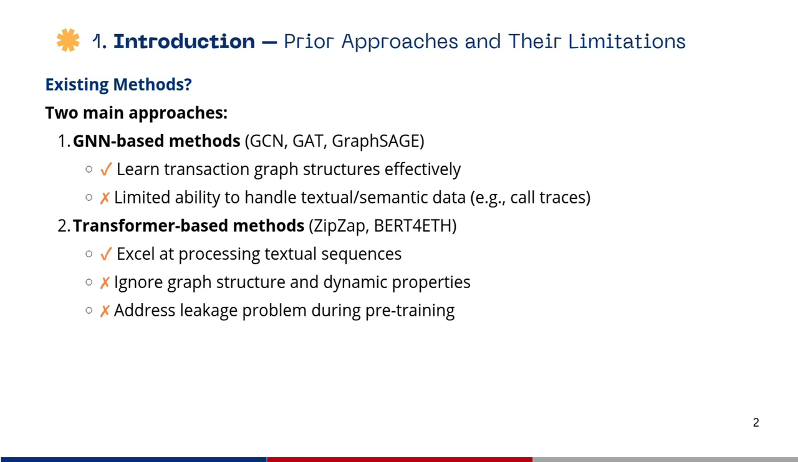The other approach is transformer-based methods like ZipZap and BERT for Ethereum, which excel at processing textual sequences. On the other hand, they ignore graph structure and dynamic properties, and suffer from the address leakage problem during pre-training.